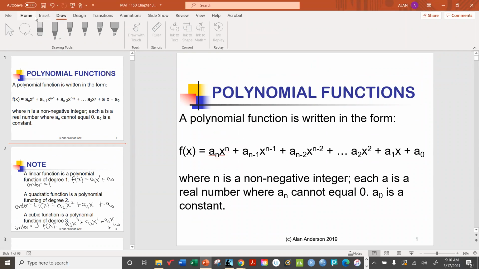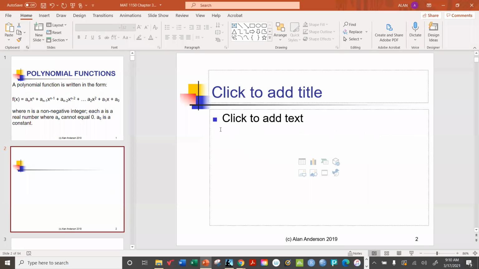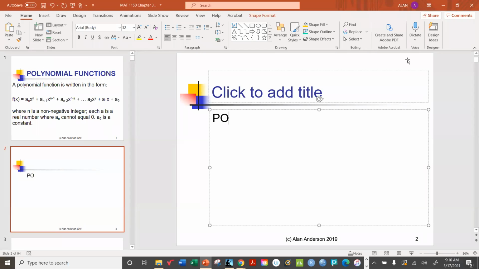Right, okay, let me just throw that in here. Polynomials, whoops. Yes, we are, don't you worry, we'll be doing that.